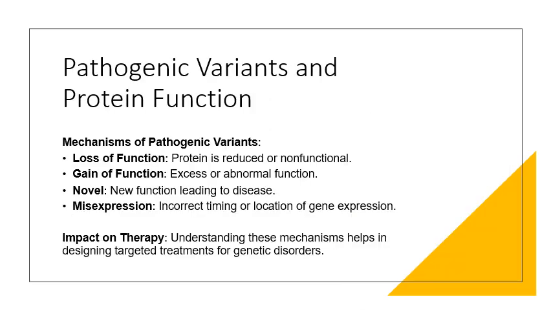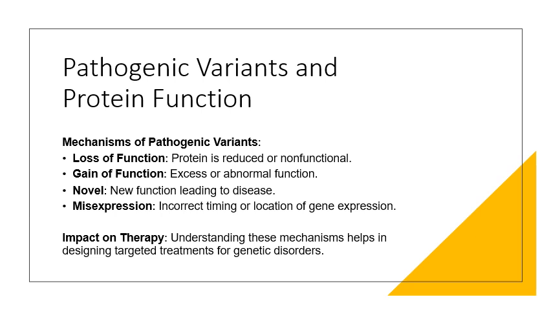So there are a few mechanisms by which pathogenic variants result in disease in the patient. Loss of function occurs when a protein is either reduced or completely non-functional, and this is often due to deletions, nonsense mutations, or frame shift mutations in the gene. Gain of function involves excess or abnormal activity of a protein, and this is typically caused by mutations that increase activity or confer a new property. Novel function refers to the development of an entirely new function for a protein, which can lead to disease.